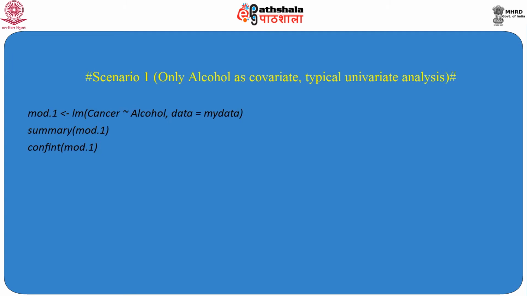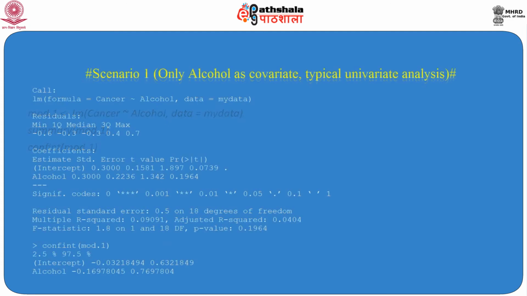In this model we will see different scenarios, and in each scenario we will assume a different model. Here the initial model is the response and variable relation, that is, cancer and alcohol. Once we run mod.1, we put summary of mod.1, and we use the confidence interval function, confint of mod.1, to get the regression coefficient values. So these are the results obtained for the relation between alcohol and cancer.